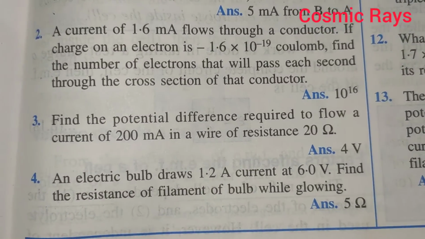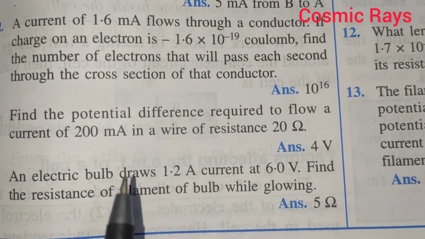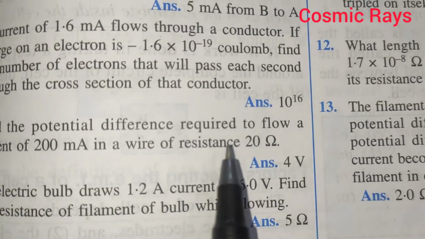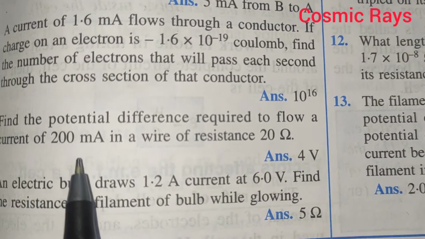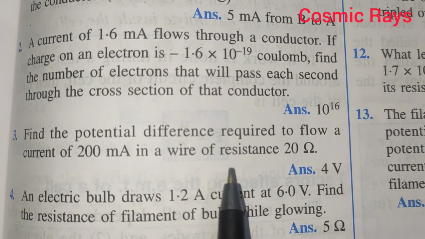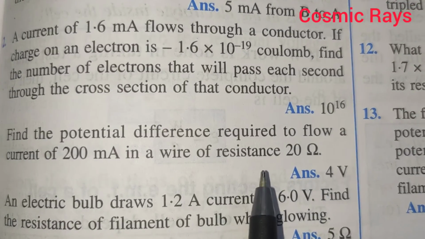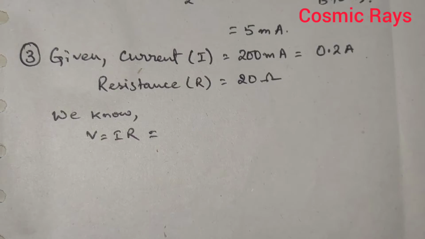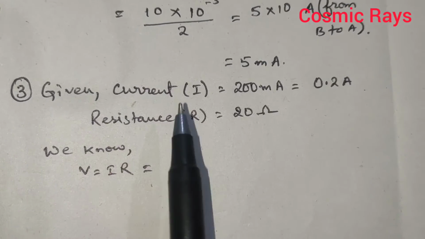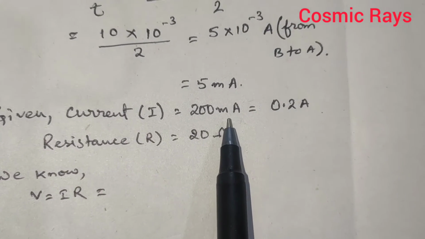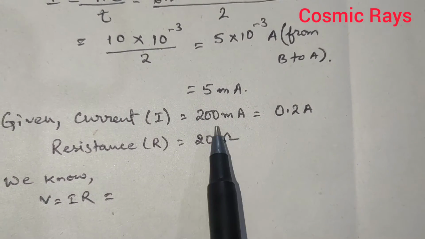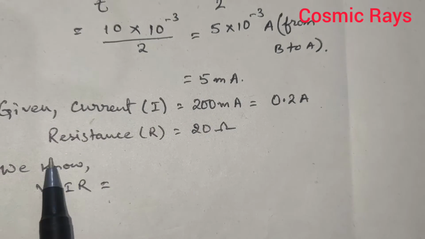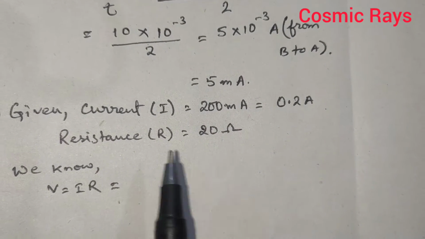Let's see number 3. It says find the potential difference required to flow a current of 200 milliampere in a wire of resistance 20 ohms. So first of all, we'll write the given things. So here we have written the given things. Current is equal to 200 milliampere, that is 0.2 ampere. We just divided by 1000, and resistance is given as 20 ohms.